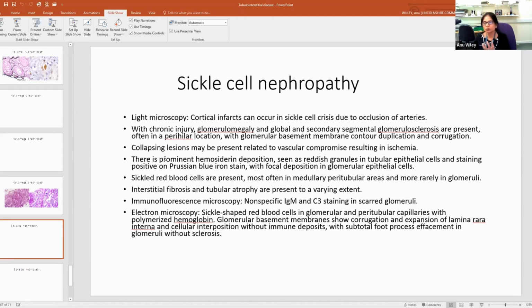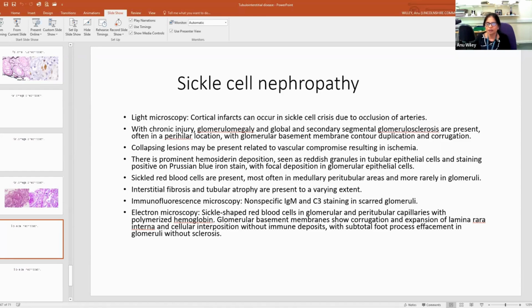And sometimes you can also see a collapsing glomerulopathy type of picture due to ischemia. But the reason I put it here is because apart from these things which you will see, you also have problems in the tubular epithelial cells. Because of the large amounts of hemosiderin deposition, there might be quite extensive tubular damage. So you can see reddish granules in the tubular epithelial cells, which will stain positive, obviously, on Prussian blue stain. And you can occasionally see deposition in the epithelial cells, but predominantly in the tubular epithelial cells. You can sometimes see sickled red blood cells in the medullary peritubular areas, and rarely in the glomeruli.